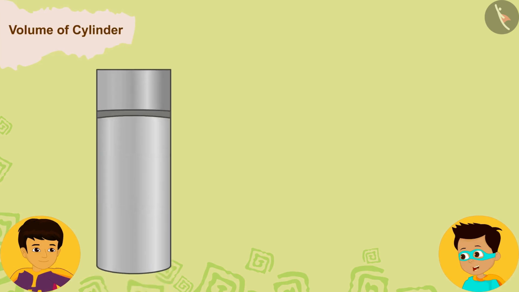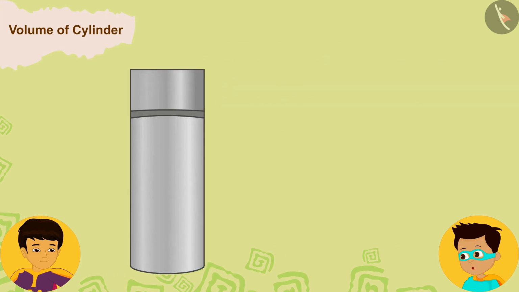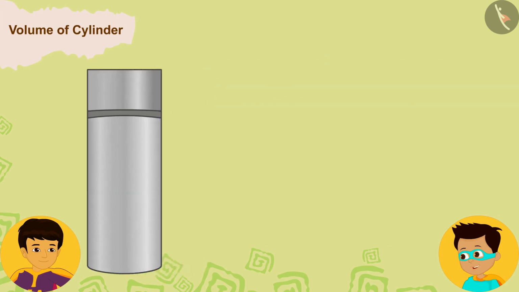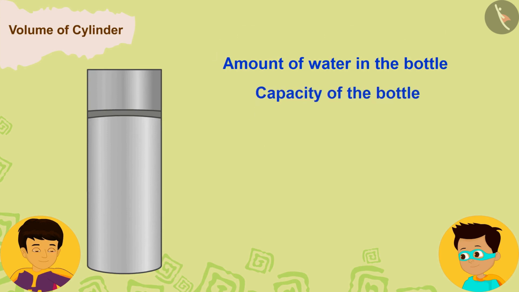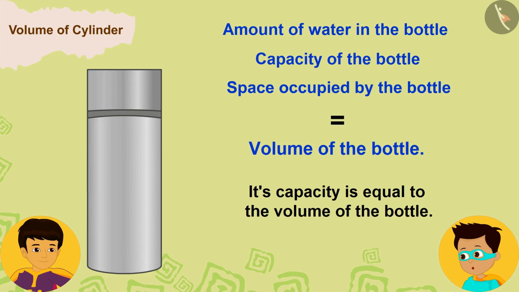Look, my bottle is cylindrical and the amount of water we can fill in it is equal to its capacity. But because the thickness of the bottle is negligible, we say that the amount of water in the bottle, or the capacity of the bottle, or the space occupied by the bottle, in other words, is equal to the volume of the bottle. Therefore, its capacity is equal to the volume of the bottle.